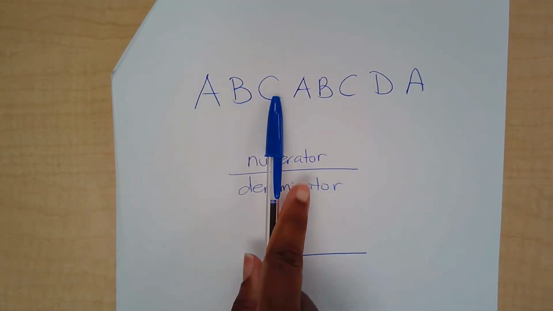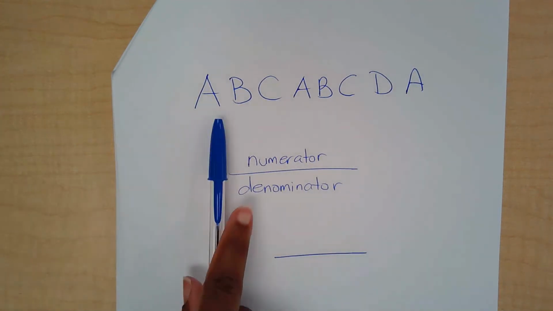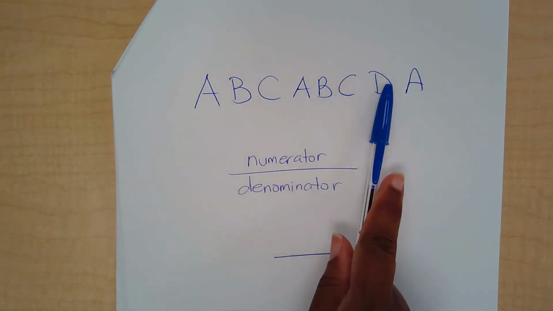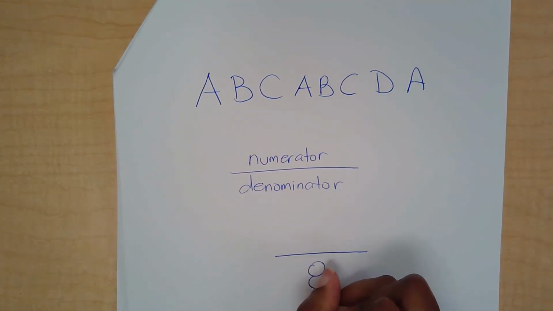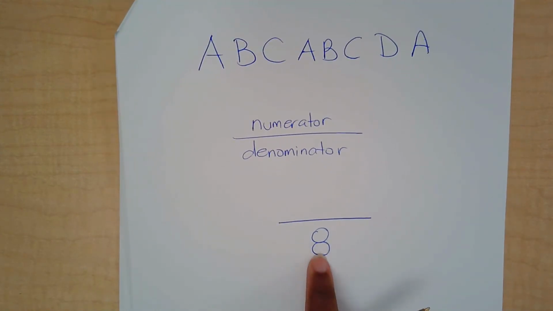So 1, 2, 3, 4, 5, 6, 7, 8. And we put our 8 right there. So this is our denominator. This is how many equal parts we have. This is our total, or the whole. Now you can be asked any questions as it relates to the numbers.